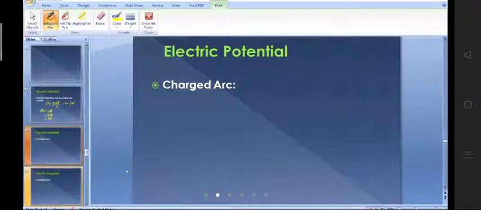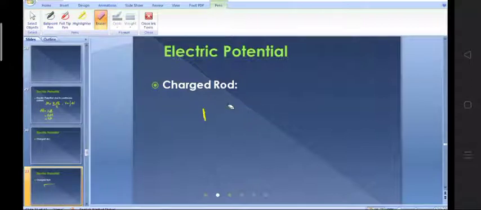So before going to the charged arc, let's do this example first of all: the charged rod. If you have a charged rod, how to calculate the electrostatic potential due to the charged rod? So simply the example is like this. So this is a charged rod, a linear charged rod like this.